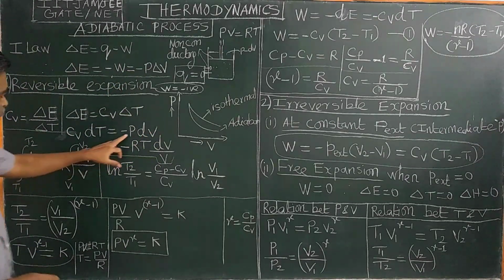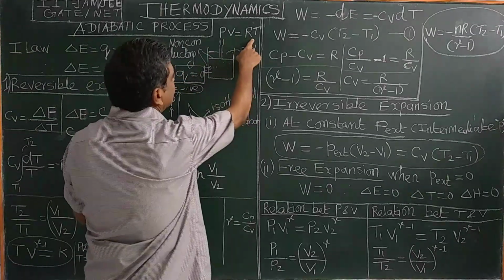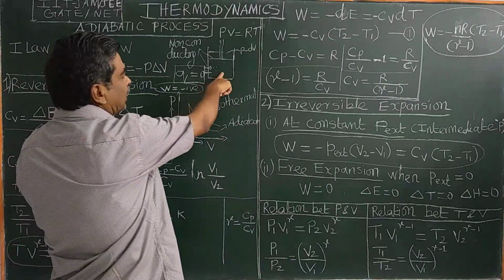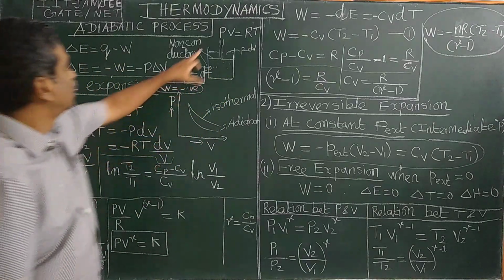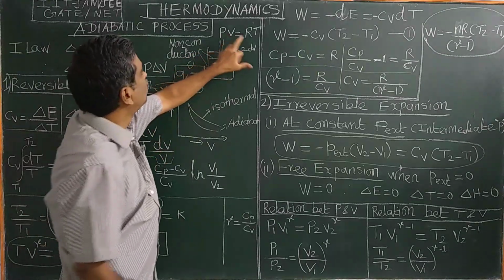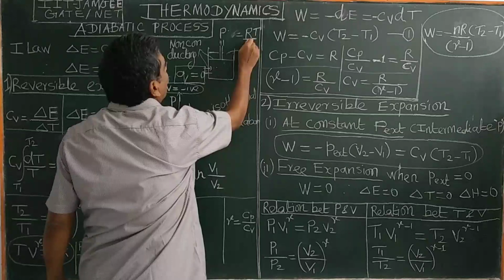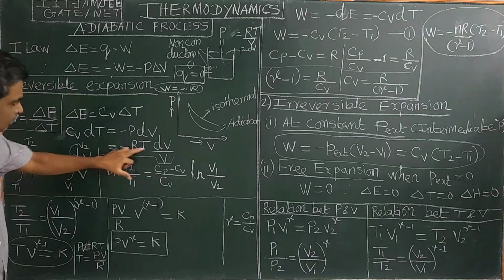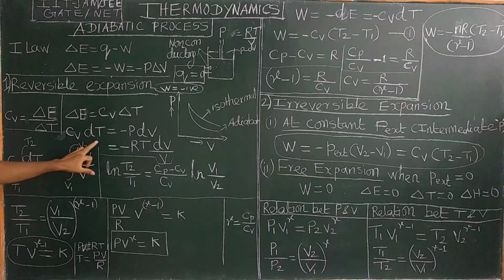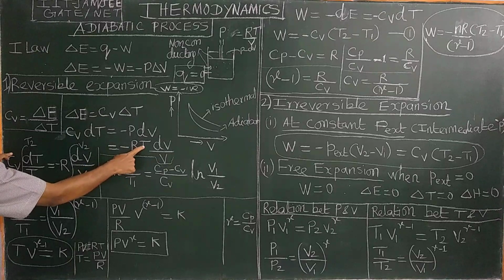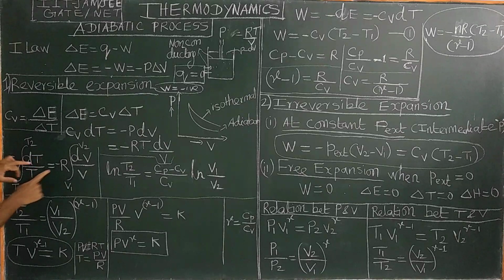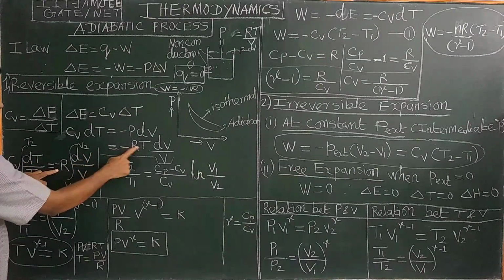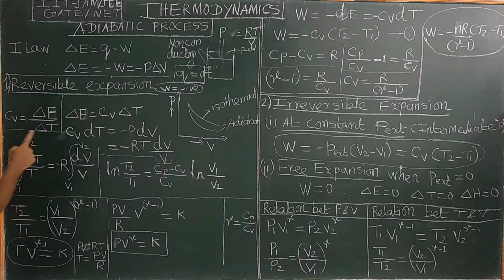Next, you know that PV is equal to RT for 1 mole of an ideal gas. We have taken an ideal gas in the cylinder. Therefore, P equal to RT by V. So P dV is RT by V times dV. Therefore, I write here CV dT equal to minus RT dV by V. Bringing T to this side, CV dT by T equal to minus R dV by V.